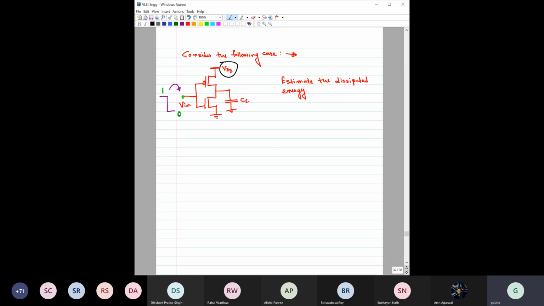You were right, Arsh, but I have asked something else. I have not asked what is the energy stored in this capacitor. I have asked what is the energy dissipated. See, this is going from 1 to 0, so that means the output is going from 0 to 1. So the capacitor has to charge from 0 to VDD. During this process, what is the energy dissipated? The total energy taken from this VDD source.